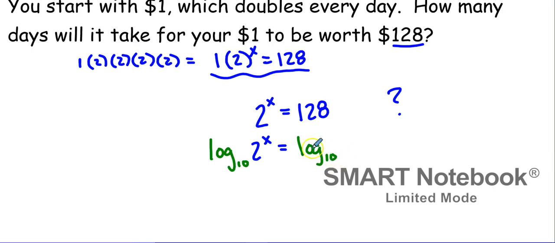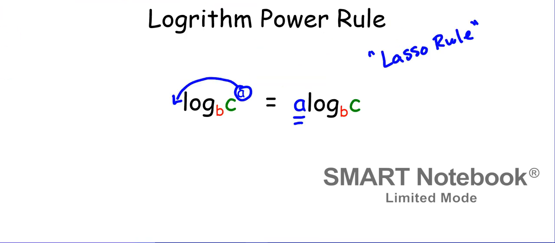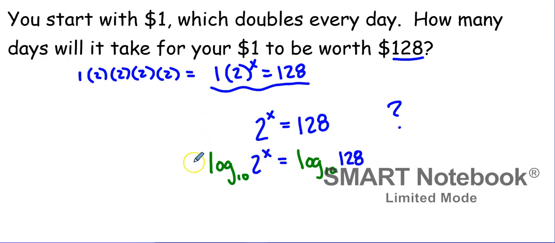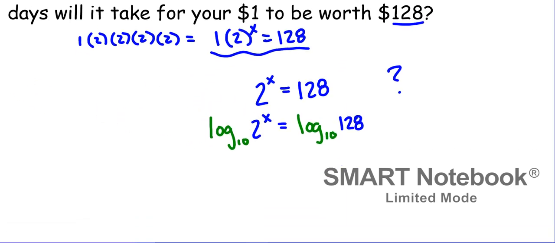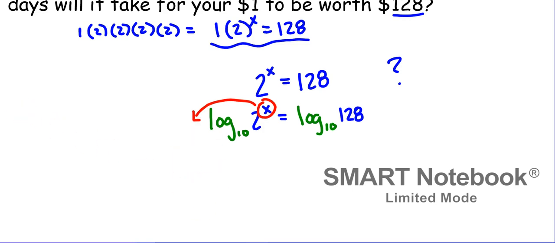And whatever I do to one side, I've got to do to the other. So log base 10 of 2 to the x equals log base 10 of 128. So we go back to this rule, and I've got an exponent up there. We just looked at some examples that say if we pull that exponent out front, I can get it down out of that exponent. I can actually get x by itself, and that's exactly what we want to do.